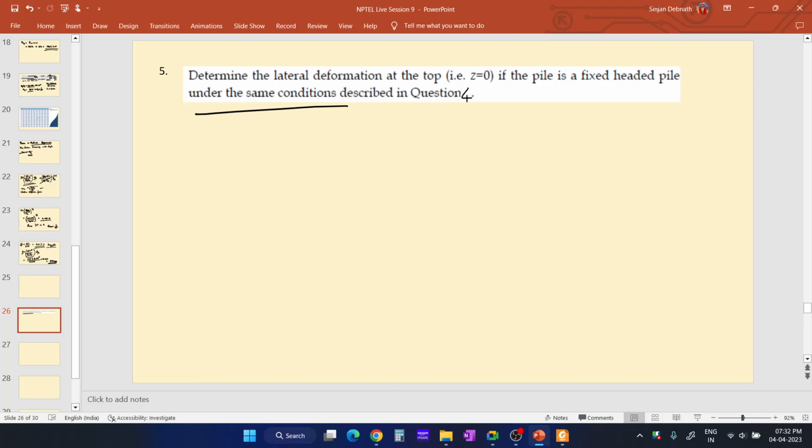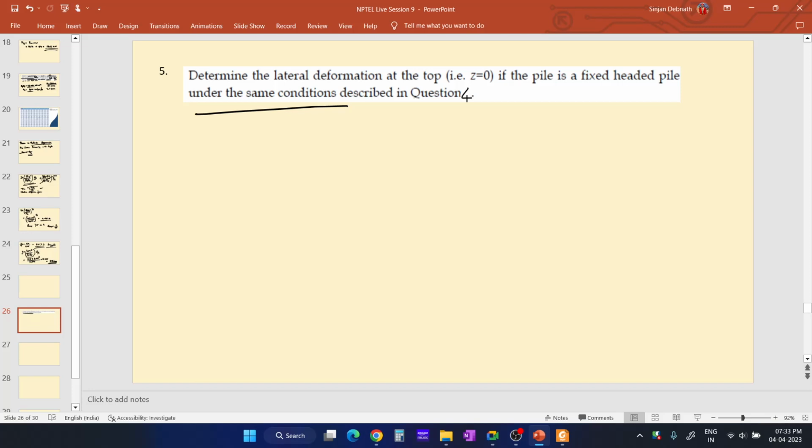As we have discussed in the earlier two questions, question number 1 and question number 2, in the Hetenyi approach we consider the fixity of the pile head by introducing a counteracting moment, right? So here also we will do the similar thing. Due to fixity there will be a counteracting moment, all right.